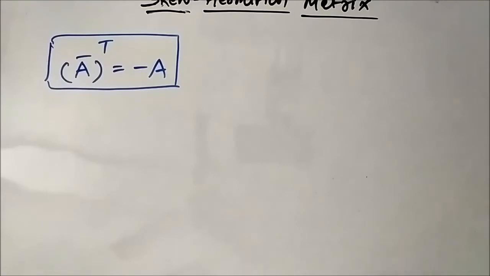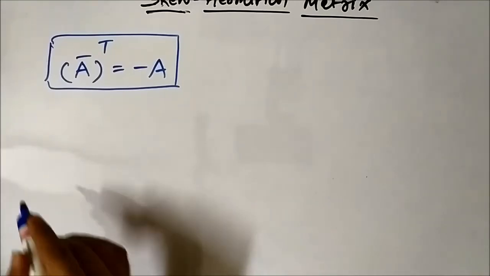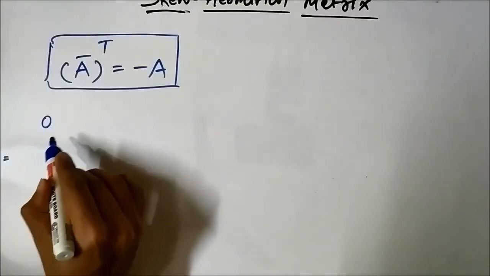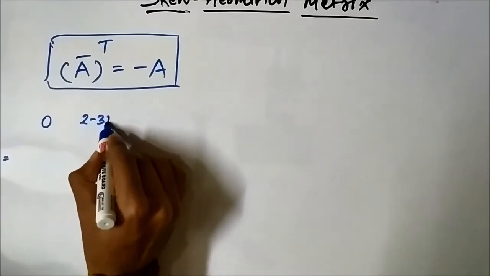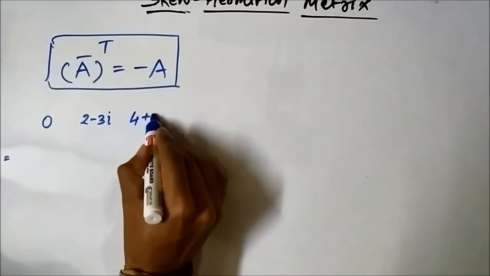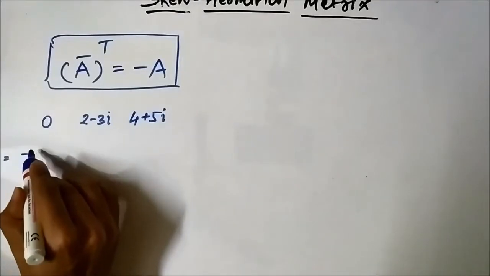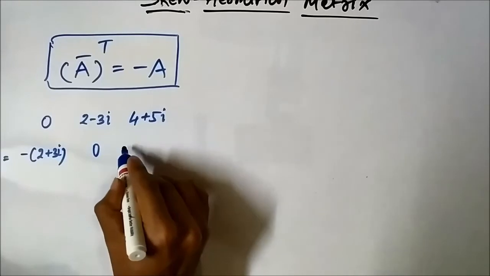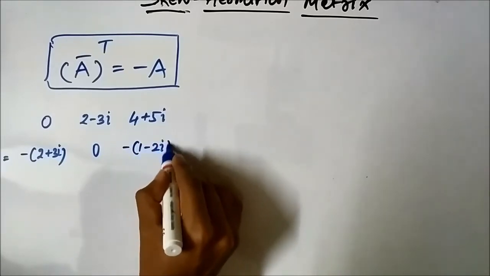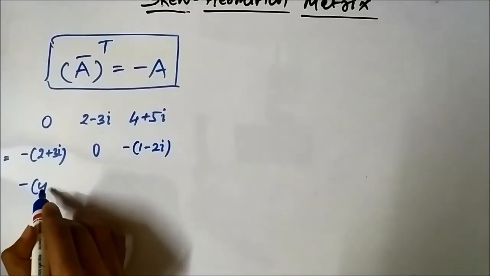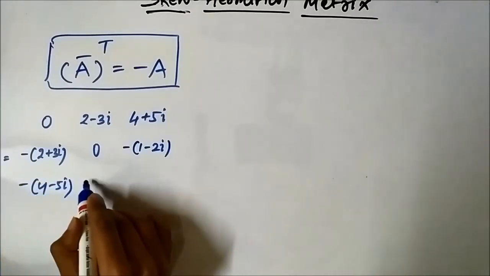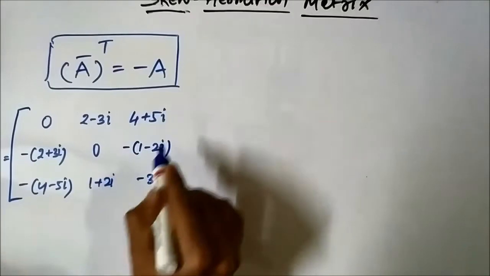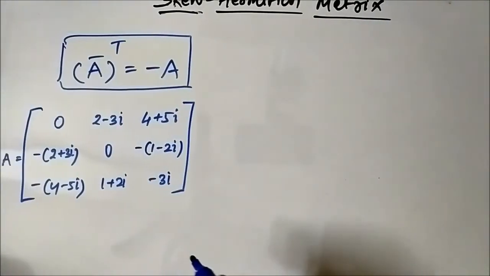Now let us try to understand this with the help of an example. Let us say we have a matrix A which is given by 0, 2 minus 3i, 4 plus 5i, minus of 2 plus 3i, 0, 1 minus 2i, then we have minus 4 minus 5i, 1 plus 2i and minus 3i. This is the matrix A.